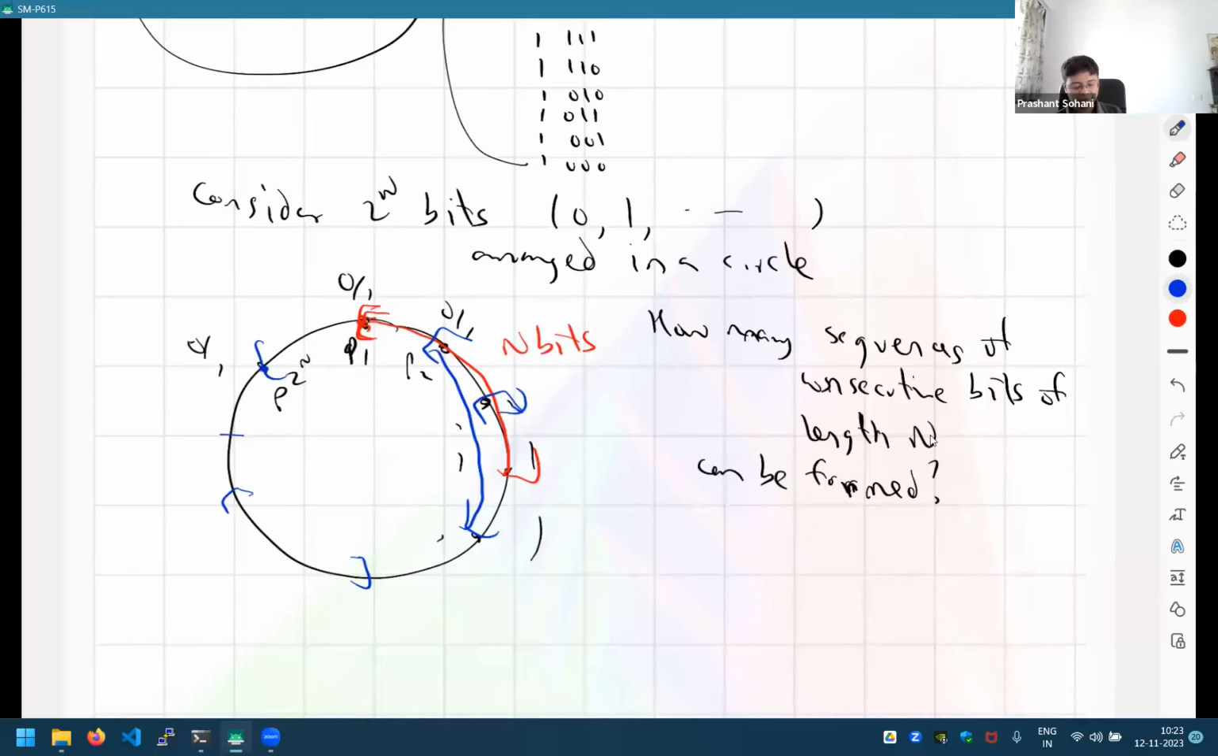The question is, can we arrange the bits in such a way that all these sequences are again unique? In other words, you are going to traverse all the 2^n combinations without any duplicates and without missing out anything.